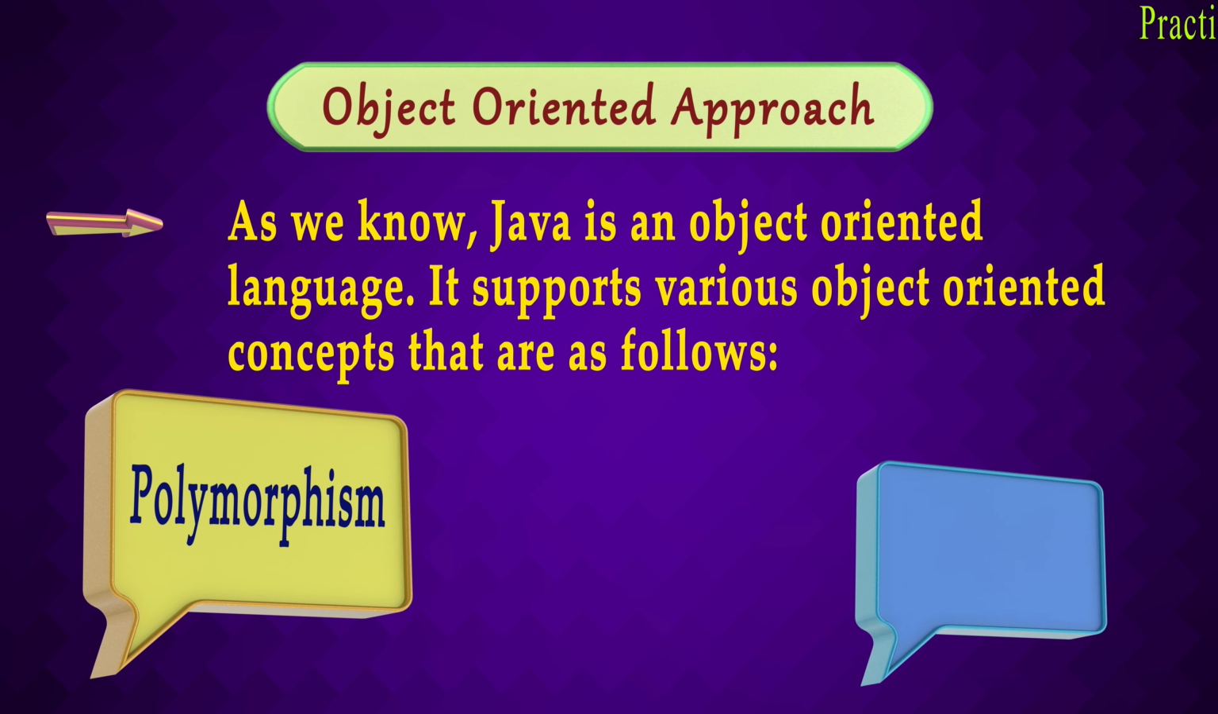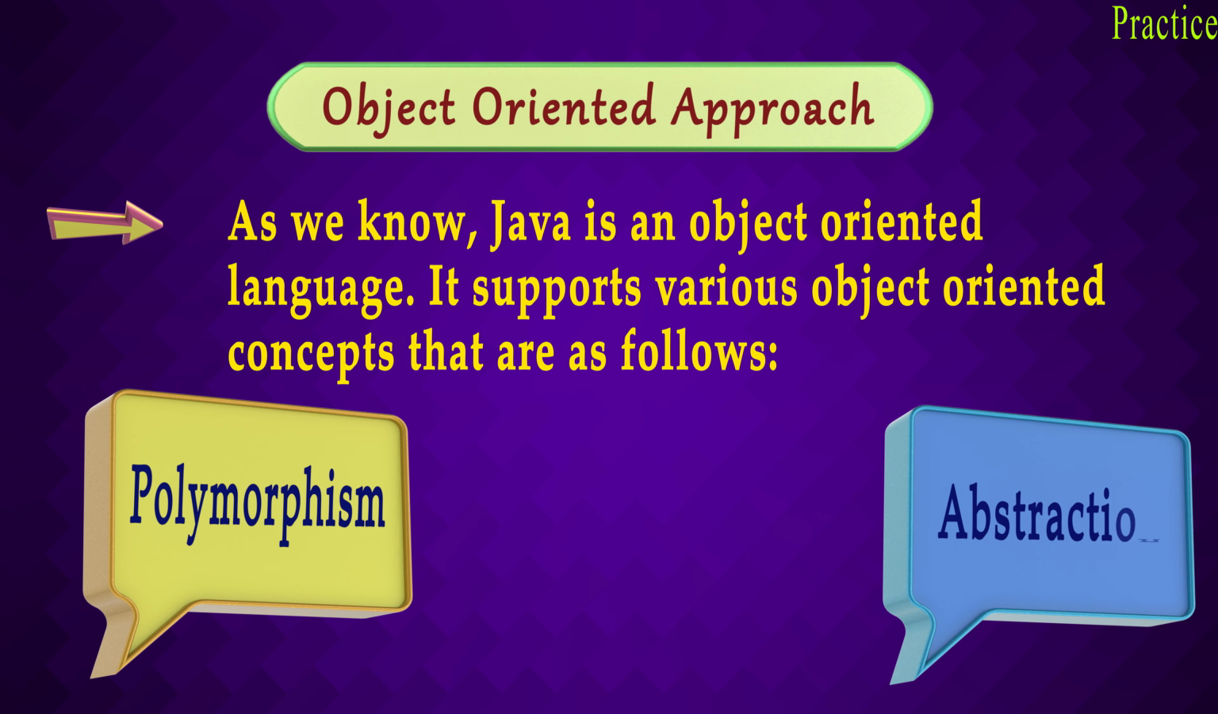Then there is the concept of abstraction. Abstraction means that in a collection of 100 lines, we just want to use 10 to 20 lines of instructions according to the requirement. It means that we are abstracting something important which is required by us.